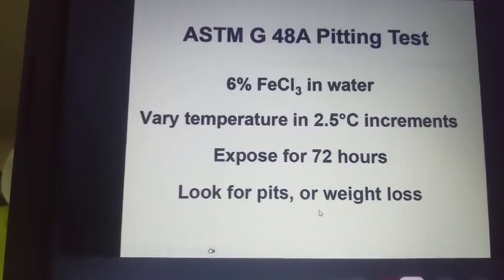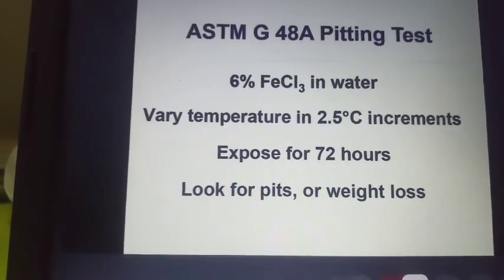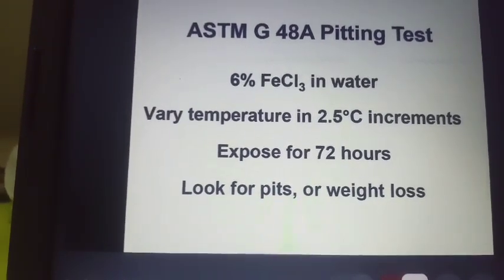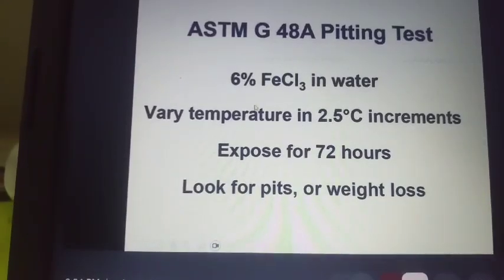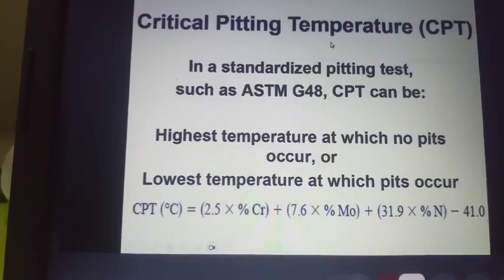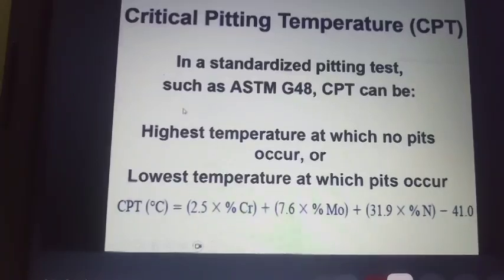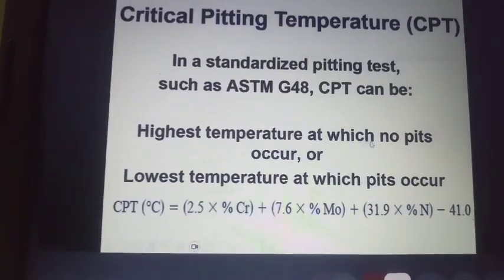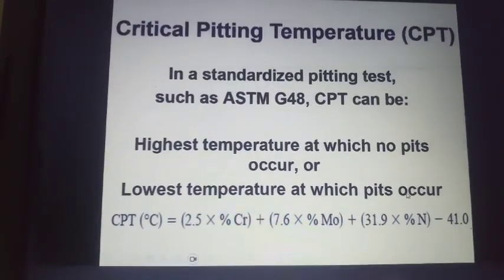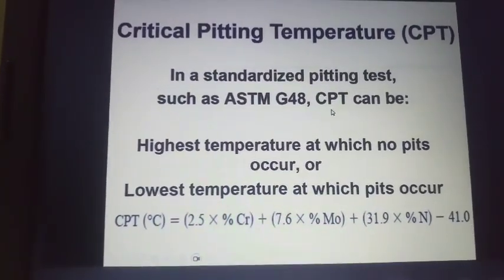You start from 20, but after 35, you can see the pits. That means the critical pitting temperature is 35 degrees C in 6% ferric chloride. So this is the CPT, critical pitting temperature, as I told you. It is the highest temperature at which no pits occur, or the lowest temperature at which pits occur. So it is called the critical pitting temperature. I explained just now.